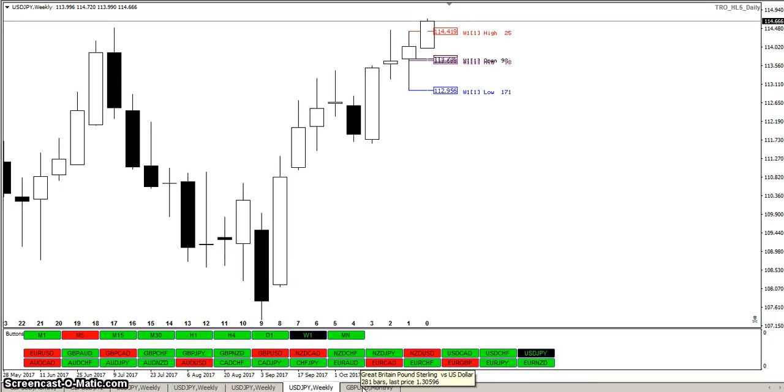So that's pretty much it, fellow traders. Simple stuff, really. That's pretty much what you need to know about weeklies.